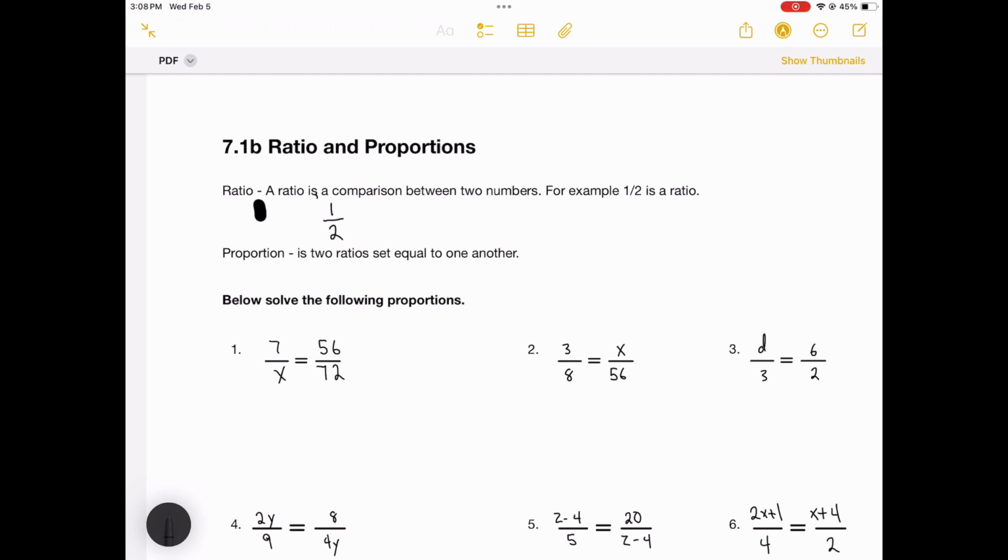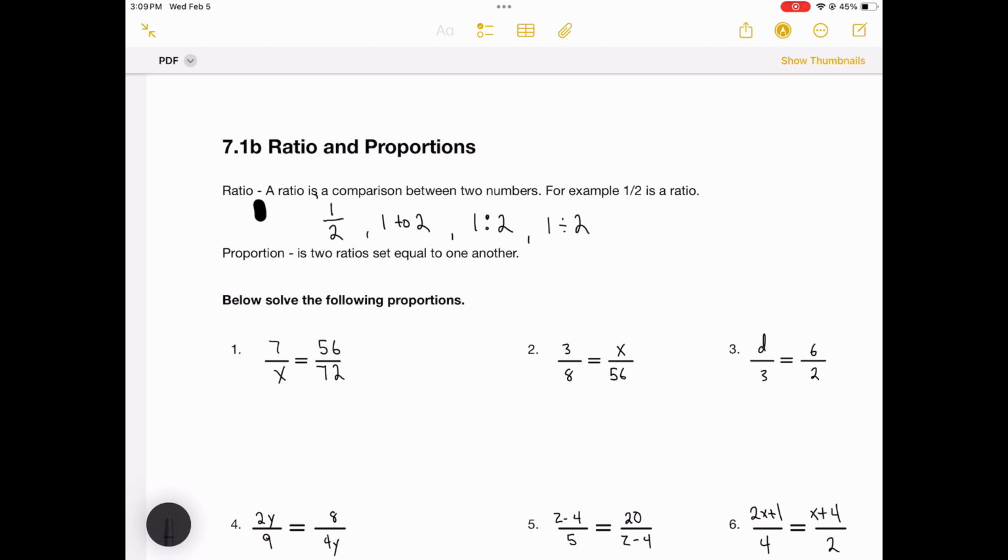There's other ways to write this. Some people could say 1 to 2. Another way to write this would be 1:2. And then finally, you don't really write it this way, but I guess you could: 1 divided by 2. So those are all different ways to write a ratio.